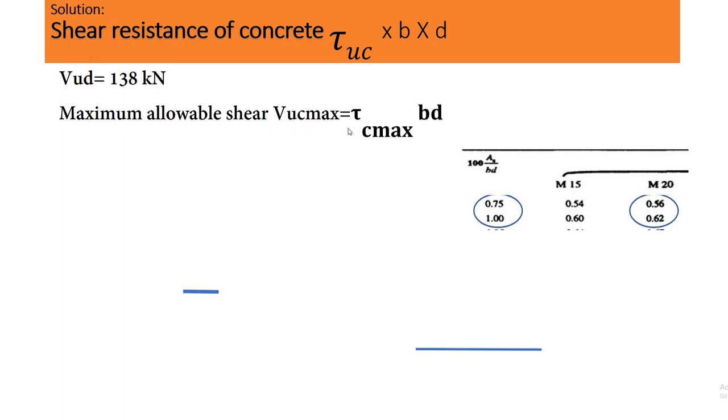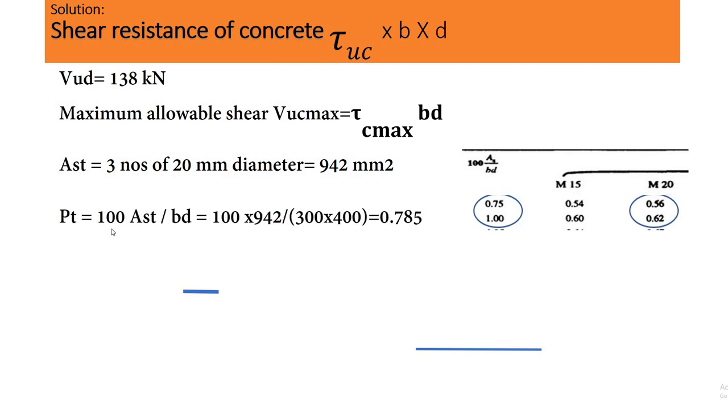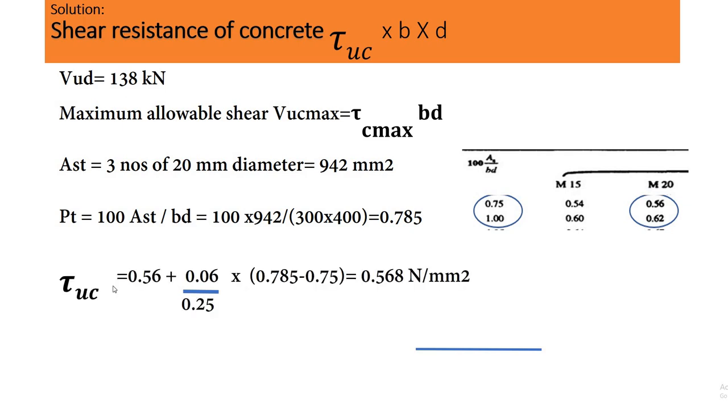So the maximum allowable shear is equal to tau c max into bd, right? So what about the Ast, that is the flexure reinforcement, that is 3 numbers of 20 mm diameter bars, so that is equal to 942 mm square, right? So what about the Pt, that is equal to 100 Ast upon bd, right? The calculated Pt is 0.785, so our value, 0.785, falls between 0.75 and 1, right? So we have to determine the shear resistance by interpolation, right? So let us go for the interpolation.